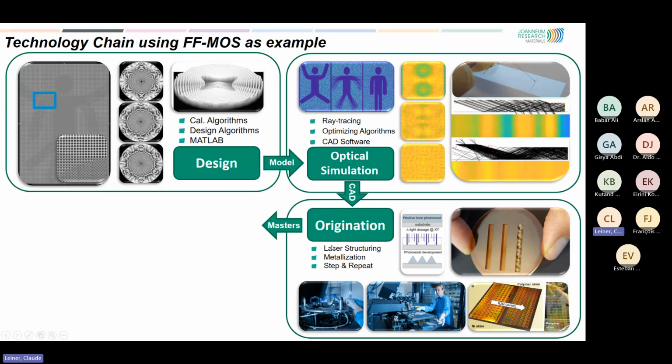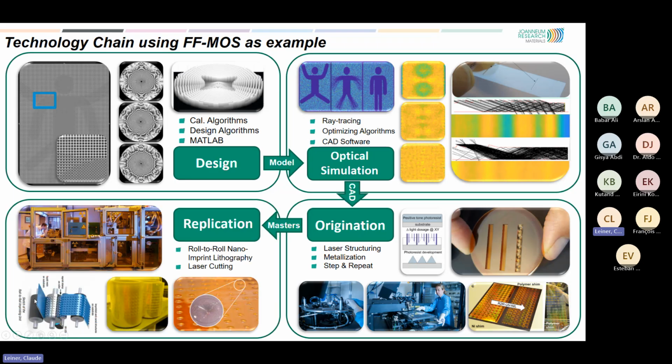Here we have the laser structuring processes, which I will explain in much more detail later. And then we have the replication. This is here in this example with roll-to-roll nanoimprint lithography. We can also do it with step and repeat. We can do parallel laser structuring and so on. So we have the whole value chain along the manufacturing processes of optical devices.